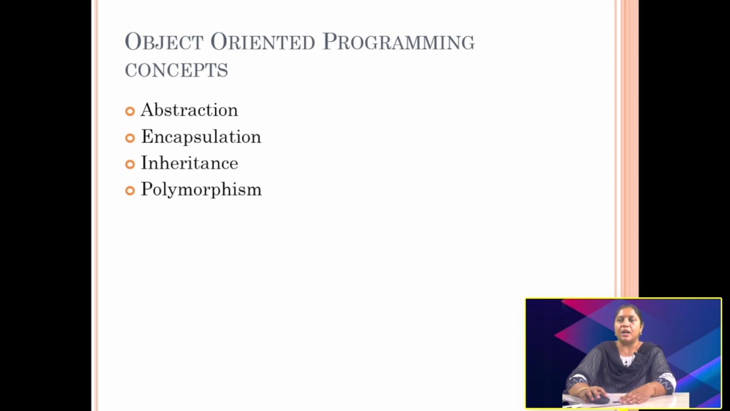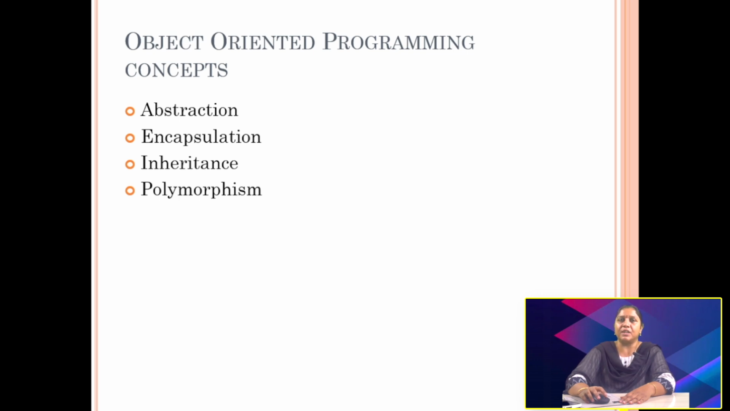As we know, abstraction means hiding. Encapsulation is wrapping up of data and code. That encapsulation we are going to discuss here in this class: how to implement encapsulation using class. Inheritance means inheriting the properties of one class by another class. Polymorphism means many forms. So today the main concept is encapsulation.